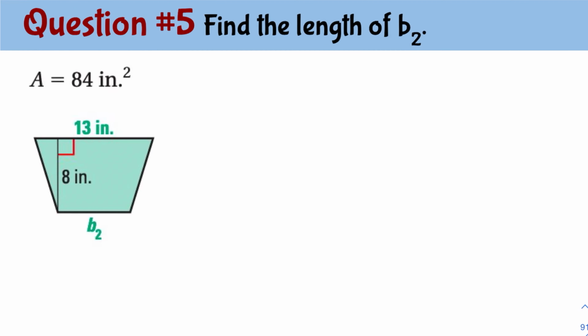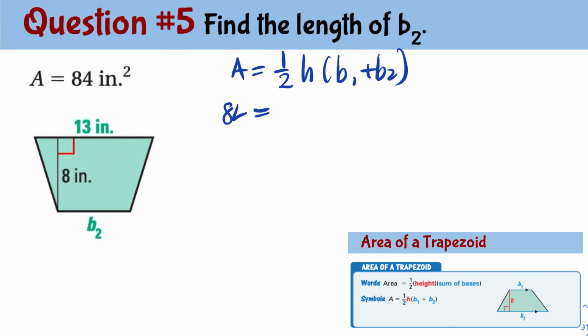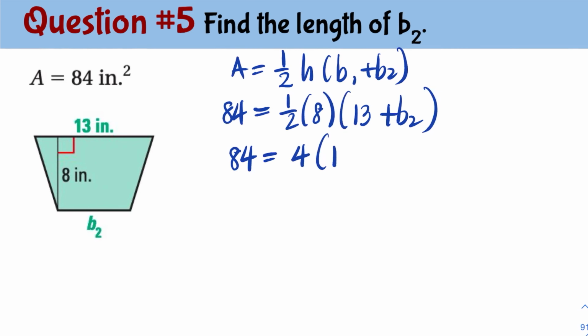Question number 5. Find the length of base 2. So again, using the formula, area is equal to 1/2 times height times base 1 plus base 2, we will plug in the given. The area is 84. 1/2 times the height is 8. Base 1 is 13 and base 2 is missing. So simplifying this further, we have 84 is equal to 1/2 times 8 is 4 times the quantity 13 plus base 2. The best way to solve this equation is to divide both sides by 4.